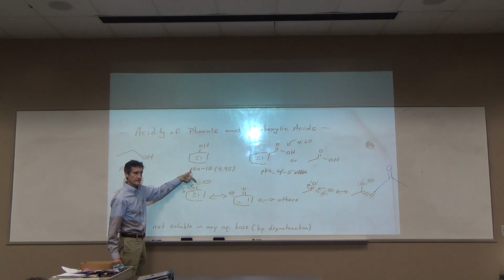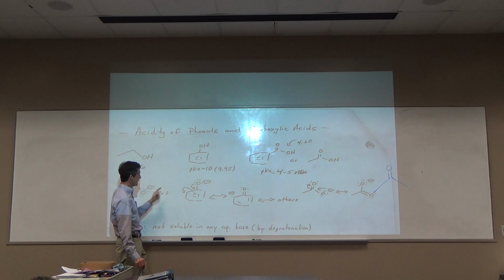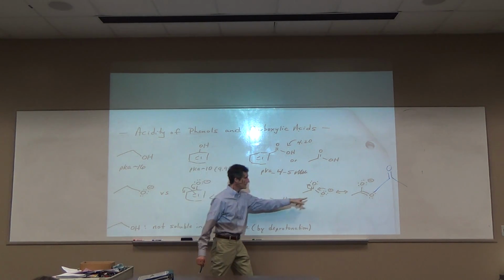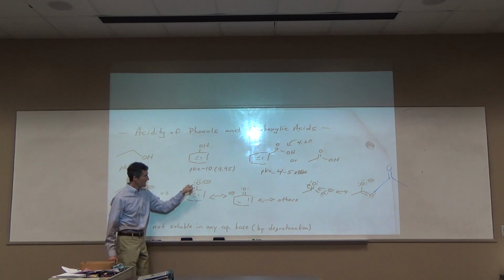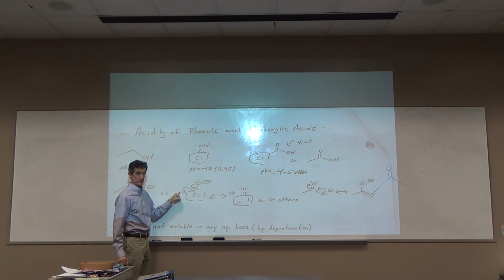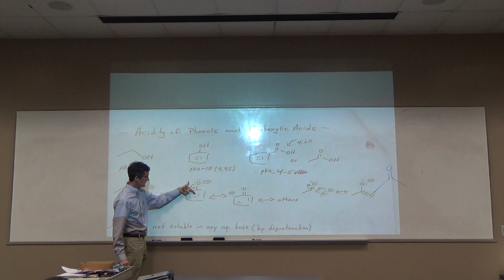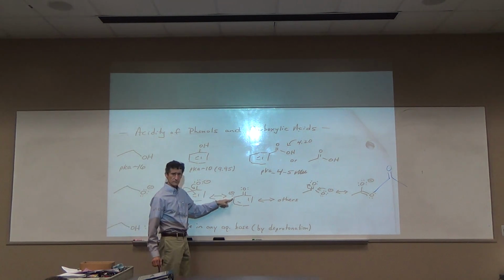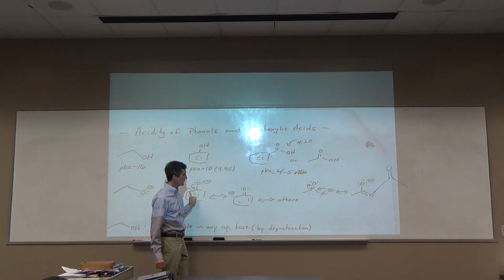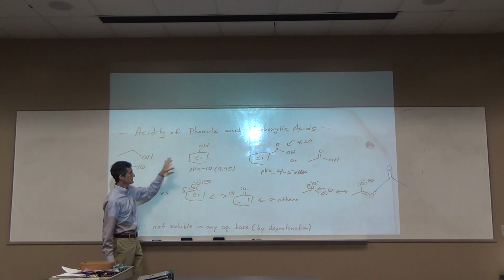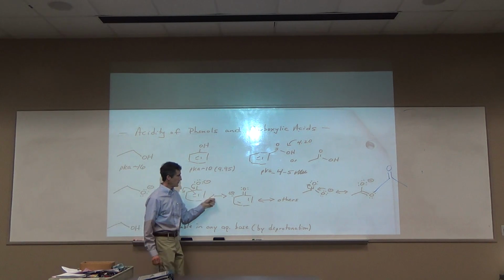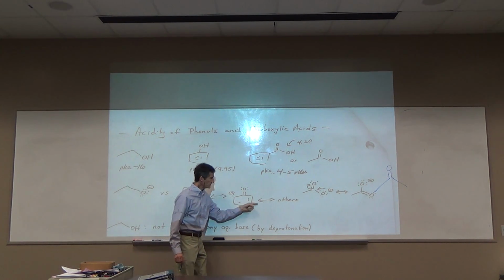Phenoxide anion, what does it have going for it? Well, all these are oxygens, so we don't really need to talk about difference in electronegativity of the original atom. What does it have going for it? Resonance. We can delocalize electrons down, pi bond out. And so it's resonance delocalized. So that's why it's more stable than this, and thus that's why that's more acidic than that. More likely to form.